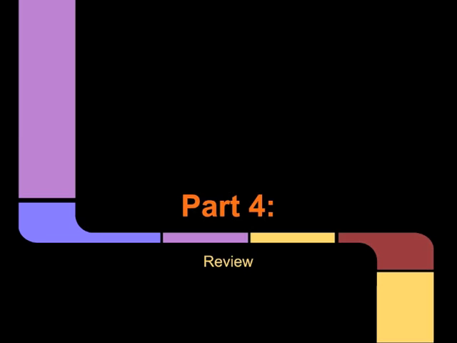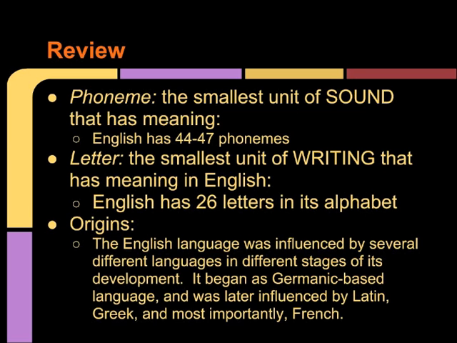Part 4. Review. Phoneme is the smallest unit of sound that has meaning. Remember, English has between 44 to 47 phonemes. Letter. The smallest unit of writing that has meaning in English. Remember, English has 26 letters in its alphabet.